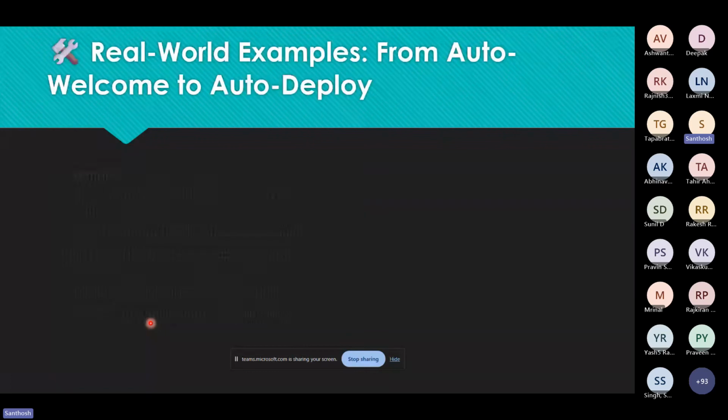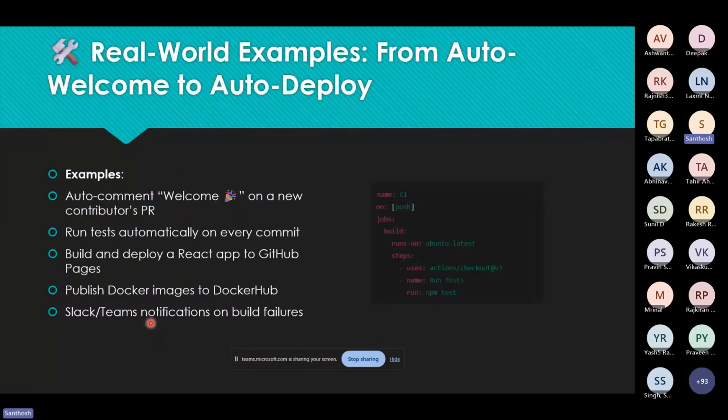Maybe if you have any questions, yeah. This is one example of the real-world examples. You can auto-comment a welcome on a new PR, and you can run the tests automatically on every commit, and you can build and deploy a React app to GitHub Pages. You can publish Docker images to Docker Hub, and also send notifications to Slack or Teams on build failures. And this is a simple YAML file, or the simple action we have. So with this, I just wanted to keep it here.